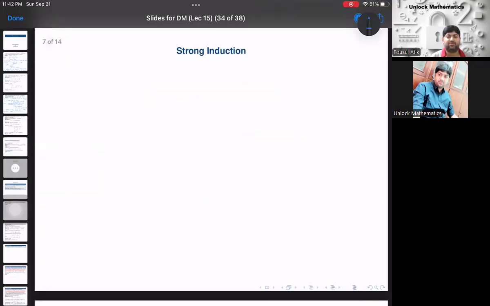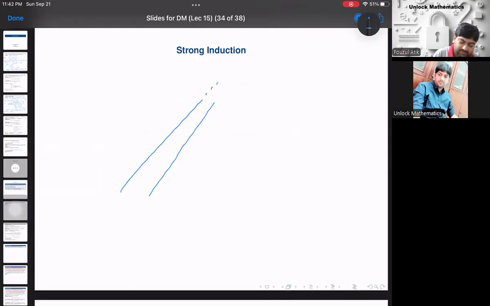Now I will discuss the strong induction method. This strong induction is almost similar to the principle of mathematical induction with a little change. Suppose we consider the same infinite ladder, and these are the steps.